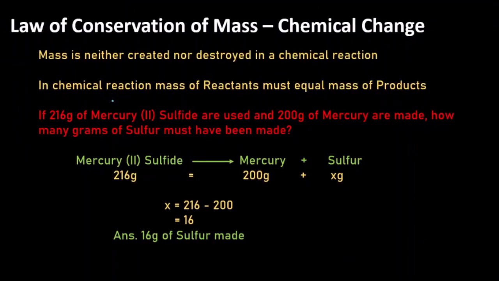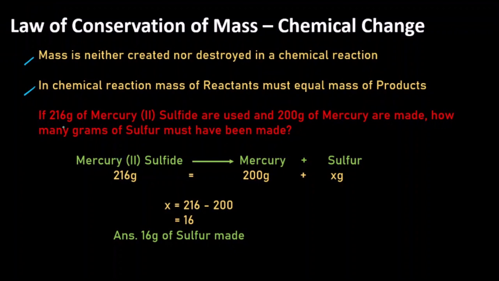We will exactly see how to solve the problems based on the law of conservation of mass. For our convenience, this law is restated over here, and we already know these 2 points, this one and this one. So we are directly coming to the example. If 216 gram of mercury 2 sulfide are used and 200 gram of mercury are made, how many grams of sulfur must have been made?